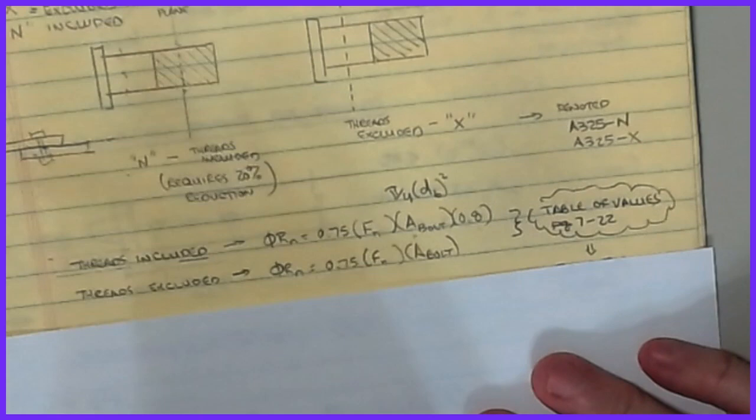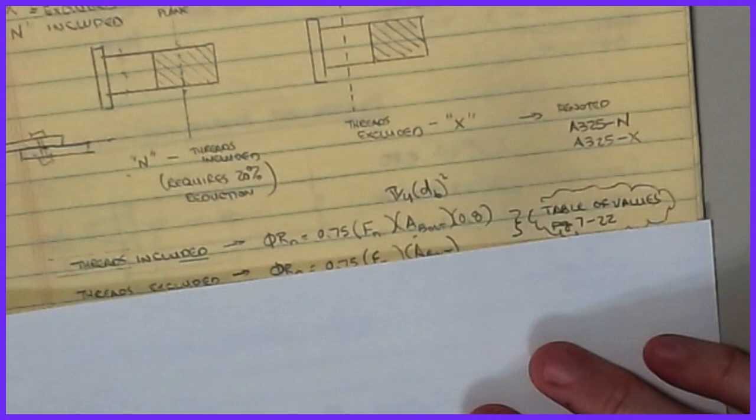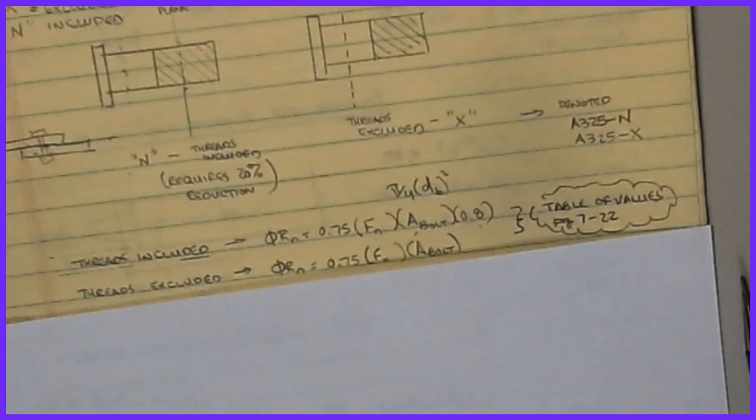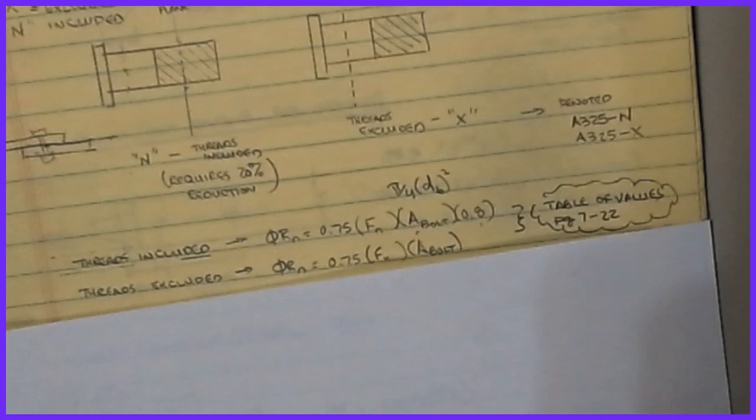For threads excluded, I don't have the reduction. The formula is exactly the same otherwise. So you can see where those values were coming from on that one table I just showed you. Like I say, there aren't that many variables, there aren't that many grades of bolts, and there aren't that many sizes.